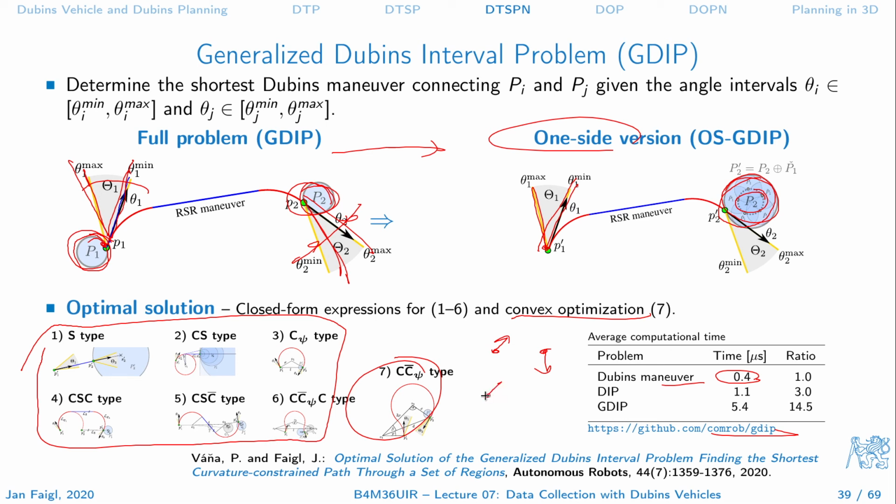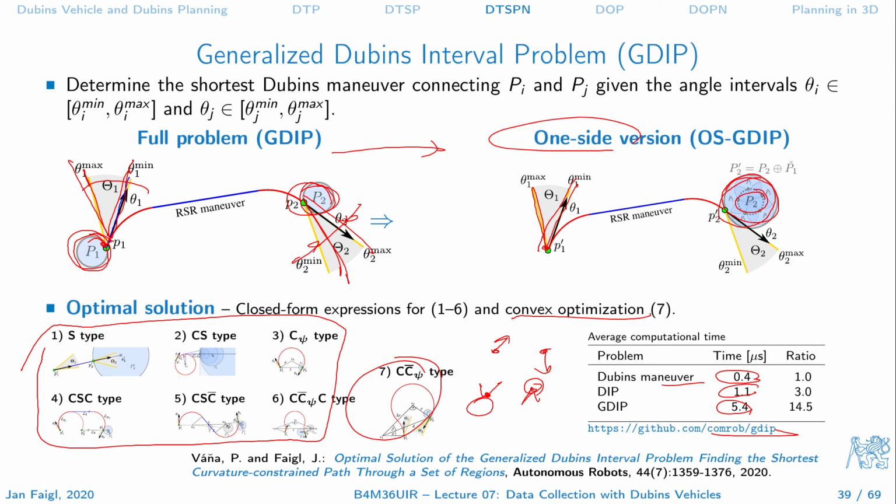For the Dubin's interval, if we have this, it takes roughly 1 microsecond. But for the generalized case, we actually need to elaborate more cases, because here we use the Dubin's interval problem. It is more, but still a microsecond.